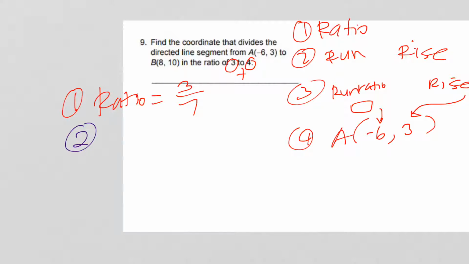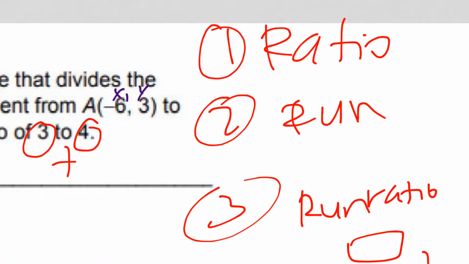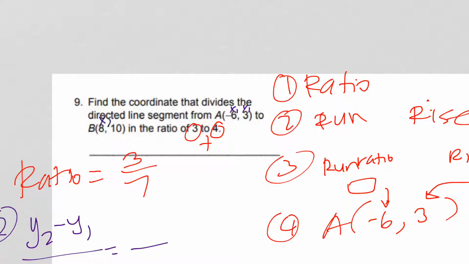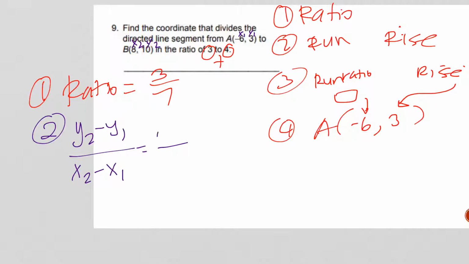So the slope is y2 minus y1 divided by x2 minus x1. So here this is x1, y1, x2, y2. So my y2 to find the slope is 10. My y1 is 3 right here. And then x2 is 8 minus x1 is negative 6. Well, minus the negative changes to a positive. So now I have 7 over 14.